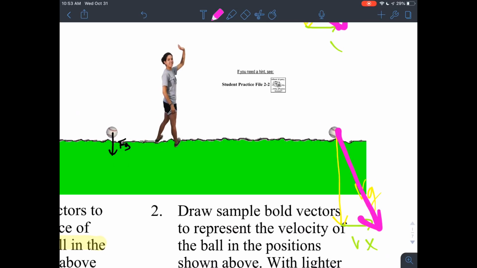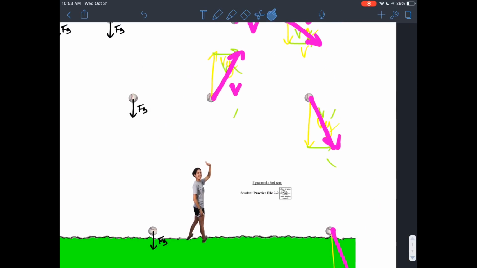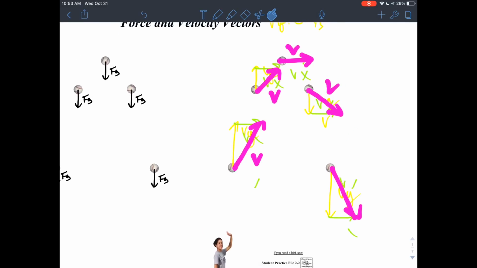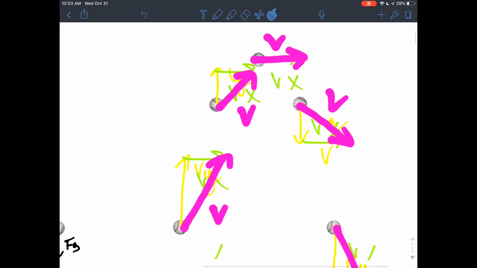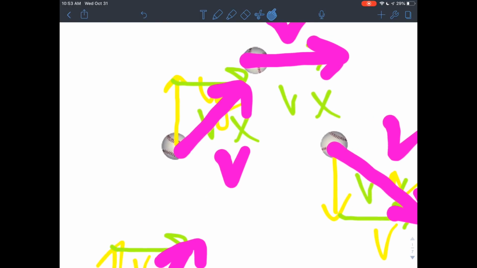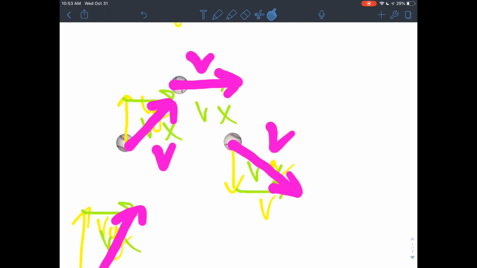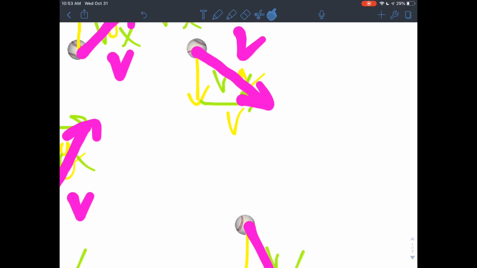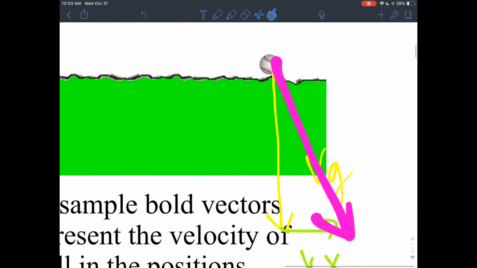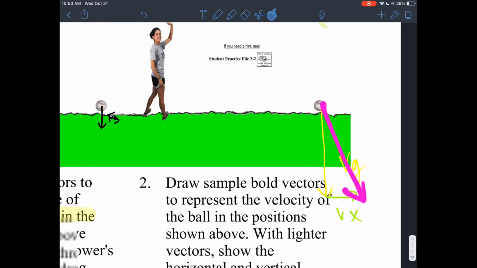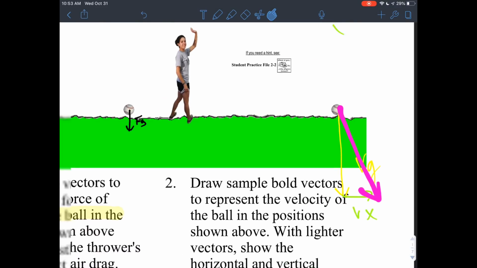So what we should see here, folks, is that over time, this vector at first is a longer vector. As time goes on, gravity slows the vertical velocity of the ball down, and then at the very top it's only horizontal, and then as it begins to free fall, that velocity vector gets longer and longer and longer until it is going its fastest velocity, or highest velocity, at the very end.